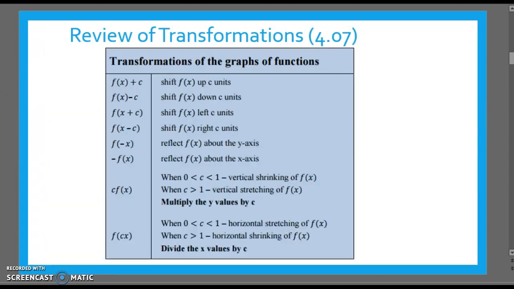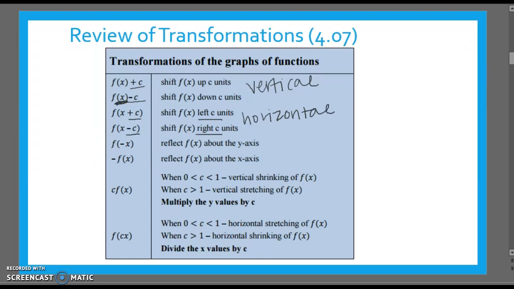All right, here's a review of our transformations that we learned last week. So if I want to shift something up or down, I'm going to add a number or subtract a number outside of the parentheses of that function. That's your big clue for vertical. So these two are vertical. Okay. If I want to shift something left or right, I'm going to add or subtract something inside the parentheses. So these are horizontal.